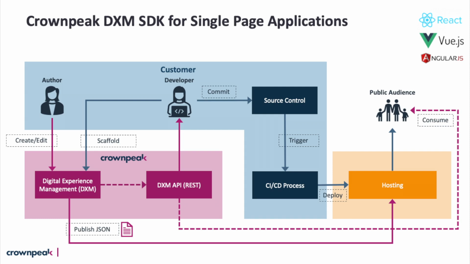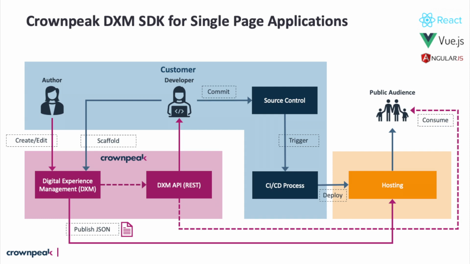Content is managed by an author on the left-hand side, creating and editing inside the DXM platform, and that content is published either as static files, for example, JSON, although any technology can be used, either as a static file to the delivery target, the hosting location on the right, or via the DXM API, the dynamic content API, again, the RESTful interface that can be consumed as well. The SDK takes care of all of that.